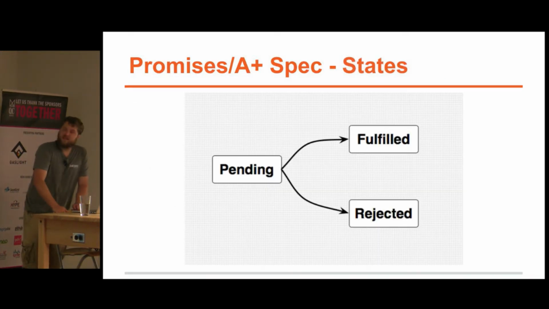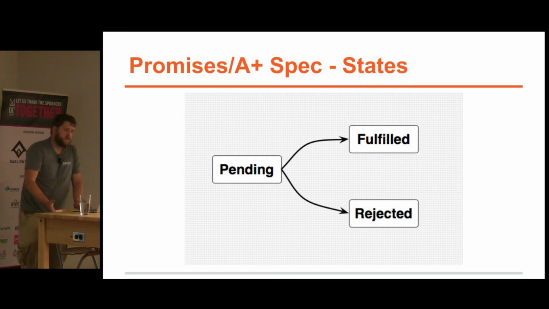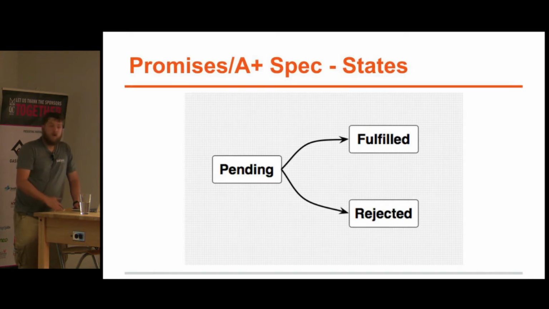So this sort of represents the state chart of a promise. There are really only 3 states, and there's really only one transition that can happen. You go from pending to rejected or pending to fulfilled. Once you're in fulfilled or rejected, there's no more transition that's allowed for that promise.